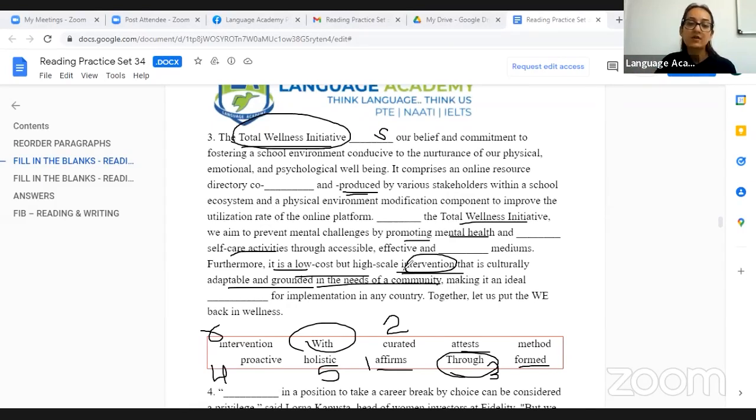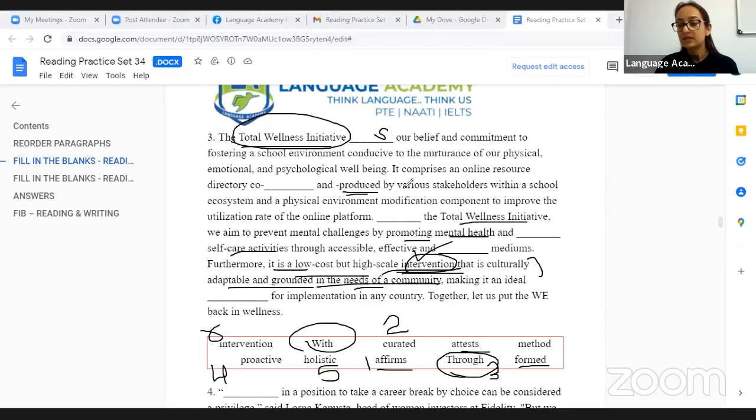And the last one, because the context said that it is an intervention, so we gave the reason that because of being low cost, because of being high scale, because it is adaptable, it is grounded in the needs of the community, this makes it the best intervention. So it will be making it an ideal intervention because the text called this thing an intervention.